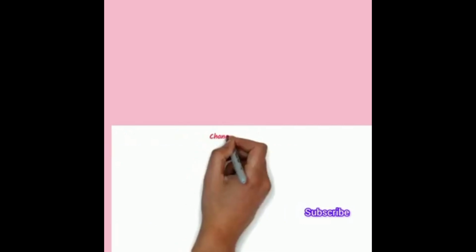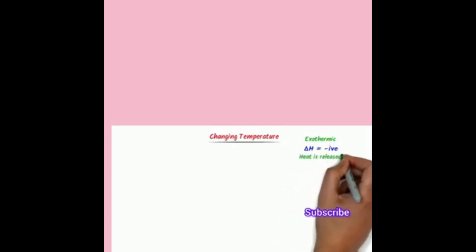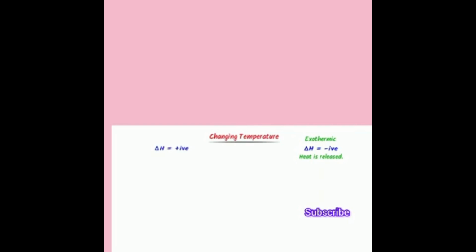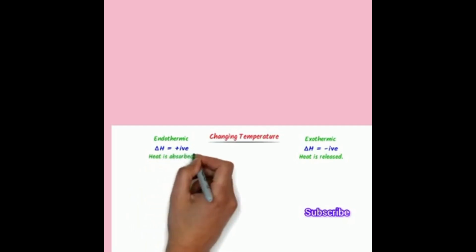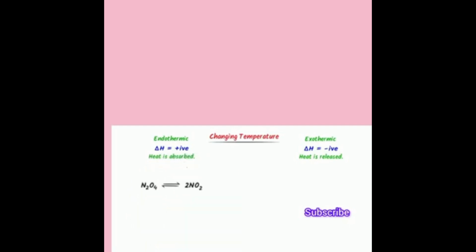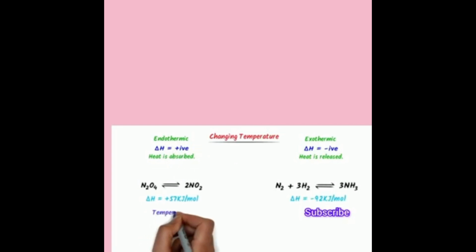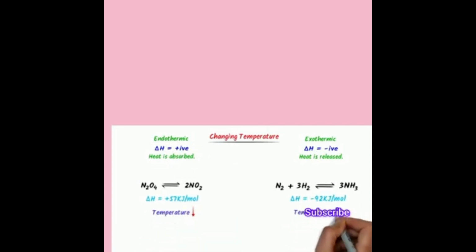Finally, let me teach you the effect of changing temperature on chemical equilibrium. Remember that if heat of enthalpy del H is negative, it is an exothermic reaction in which heat is given off to the surrounding. While if heat of enthalpy del H is positive, it is an endothermic reaction in which heat is absorbed from the surrounding. Now consider these reversible reactions. What will happen if we decrease temperature in this case and increase temperature in this case?